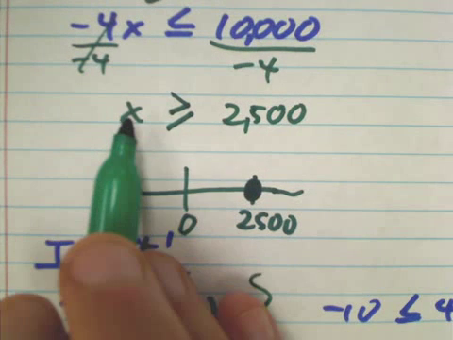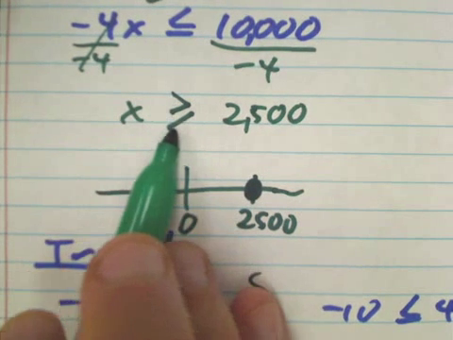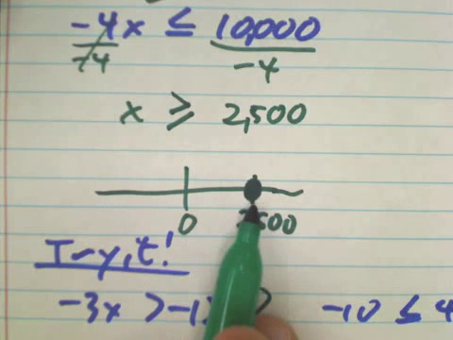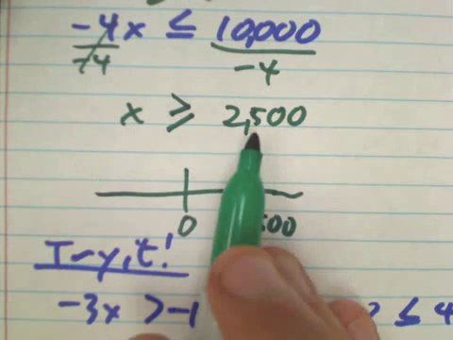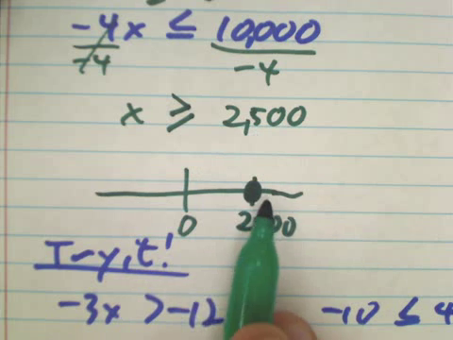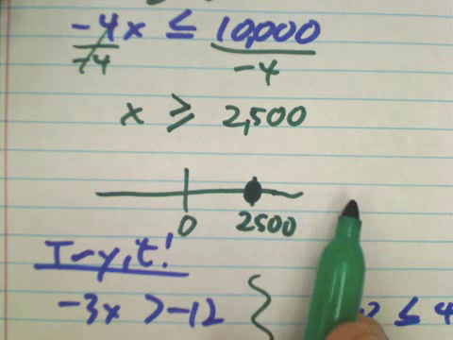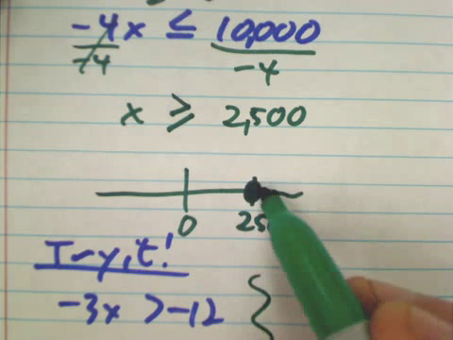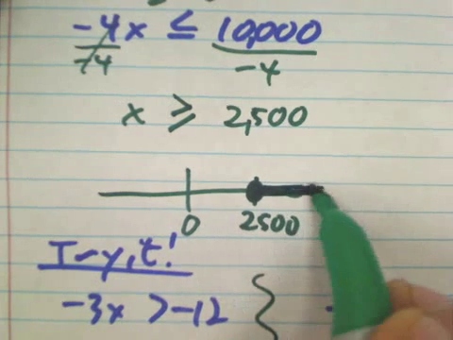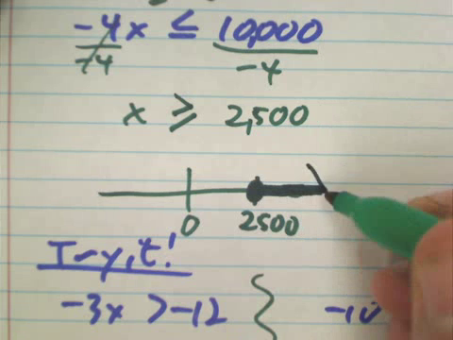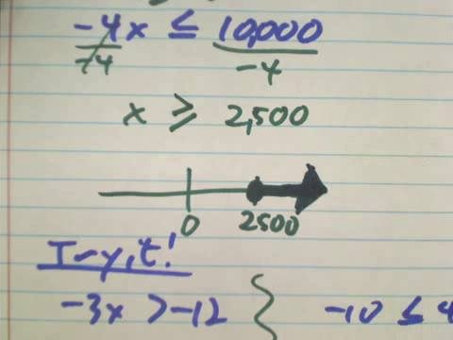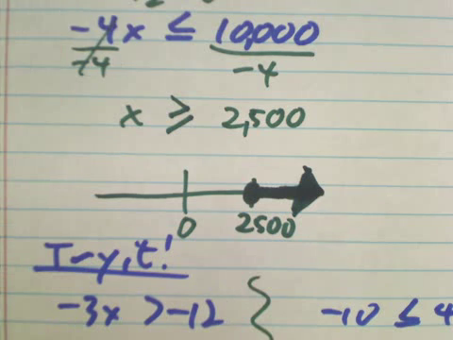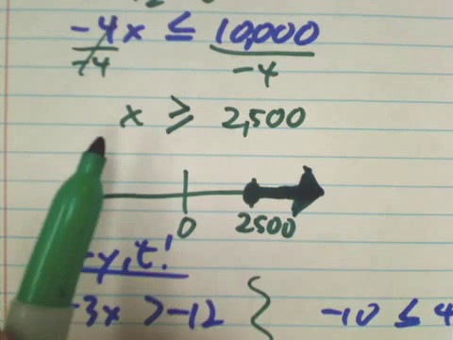Now again, think of numbers that are greater than or equal to. I guess we already took care of the or equal to part because we filled it in. Think of numbers that are greater than 2,500, like 1,000,000 or 1,000,000,000 or 1,000,000,000,000. Those are all greater than 2,500. So I'm going to draw my arrow going in that direction. Draw the arrow in the direction that will cover the numbers that will work in there for x.